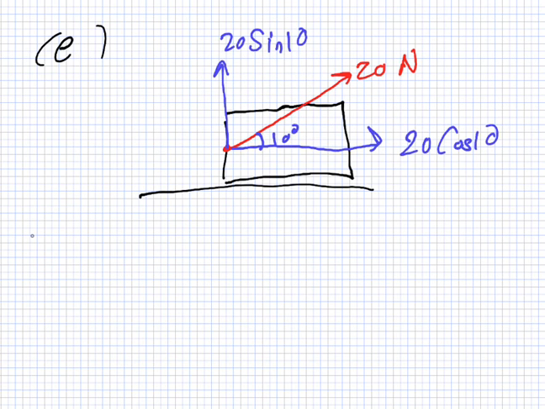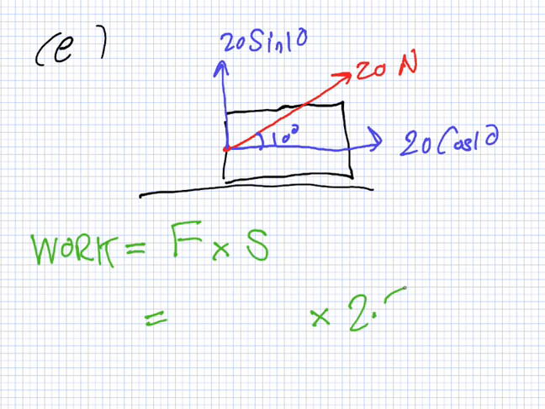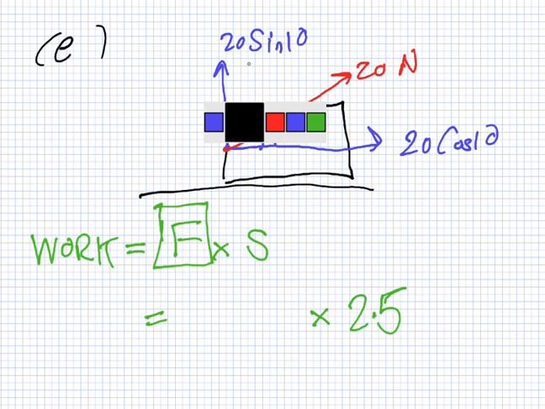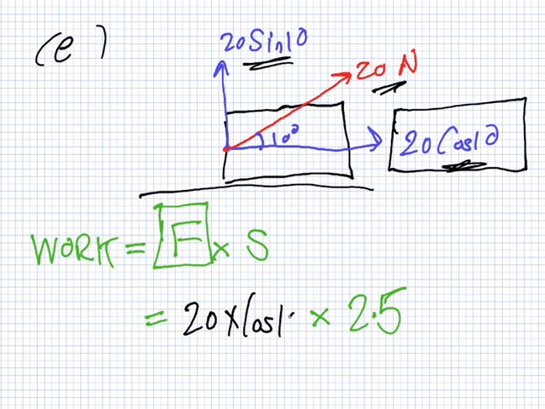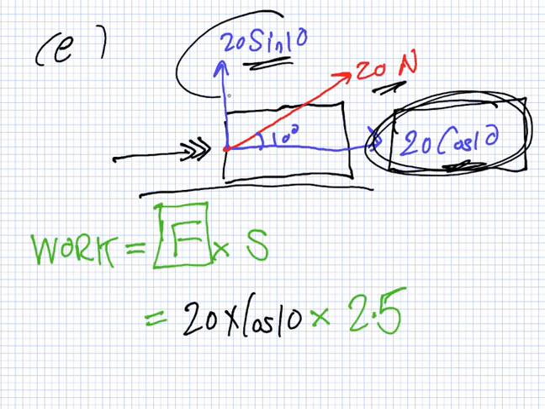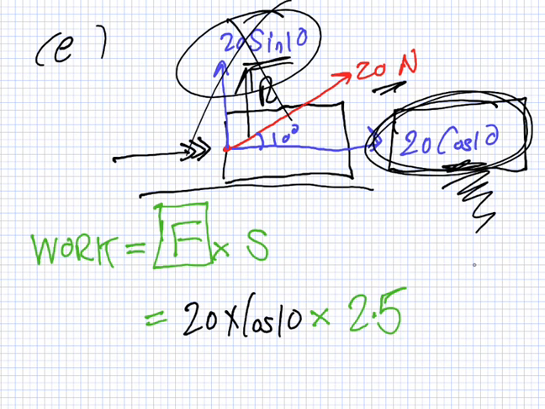Now, which one do we care about and which one do we not care about for the work? Work is force multiplied by distance. What's the distance? Let's say it's still the same, 2.5. So my question is, what do I use for the force now? Do I use this, this, or this? 20 cosine. Yeah, why is that correct? Because of the angle. Well, because the movement is in this direction. So we only care about this force. This one here is only changing the reaction force. We don't care about it. For the work, we only care about this one.